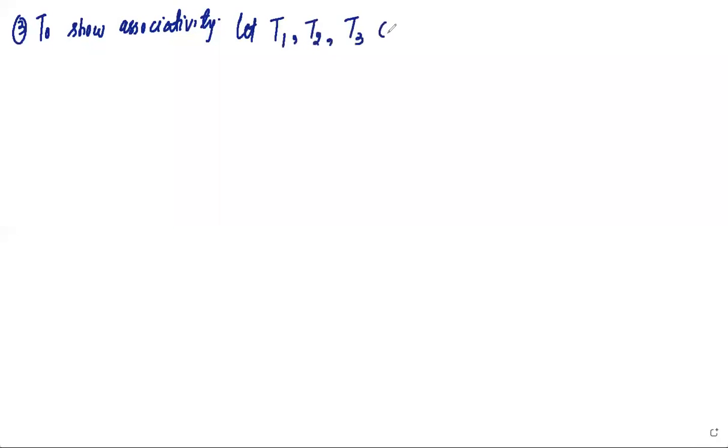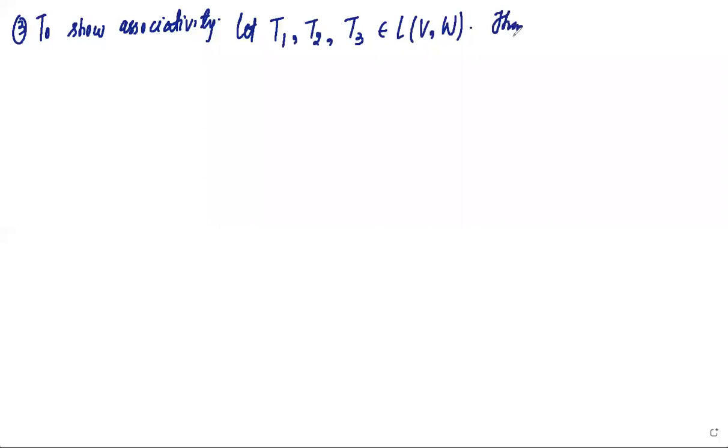So up to this stage, we have shown that it is closed and it is commutative. Now the third step is to show the associativity. So इसके लिए हमें क्या करना होगा? We have to choose three vectors, let T1, T2, and T3 belong to L of V, W.